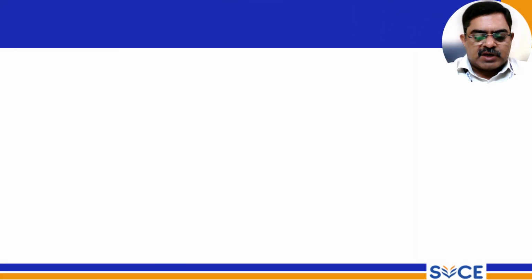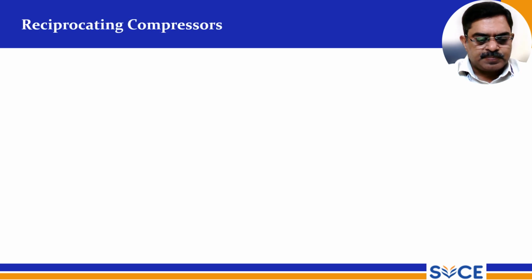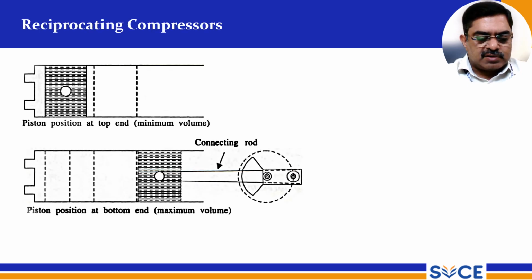So this is the compression work taking place on the PV diagram. Here, this is the reciprocating member, the reciprocating piston. The piston is at bottom dead center and at top dead center. That is the maximum volume that can be swept from here to here. This is known as the swept volume.